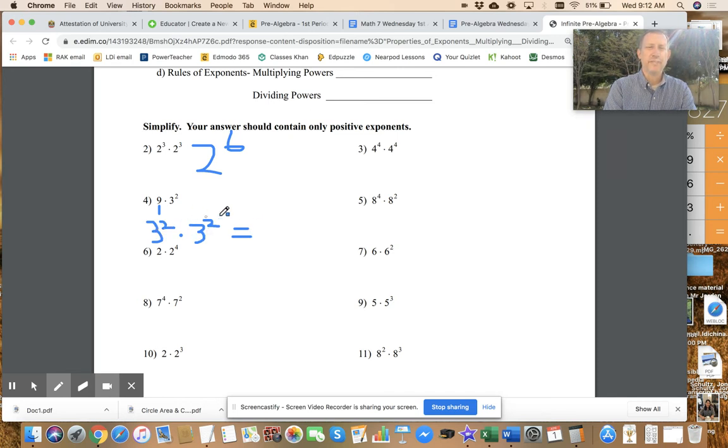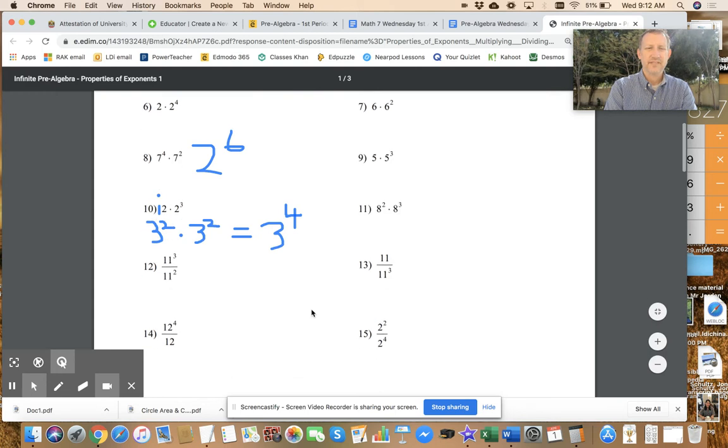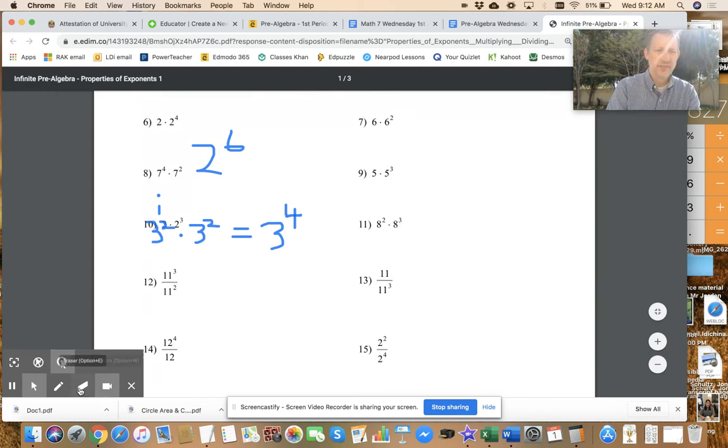So what do we do with the exponents? We add them. So that means I'm multiplying 3 times 3 here, and I'm also multiplying 3 times 3. How many times am I multiplying 3? 4 times. 3 times 3 is 9, times another 3 times another 3. Okay, so that's pretty much how you do it. Let's see about division.